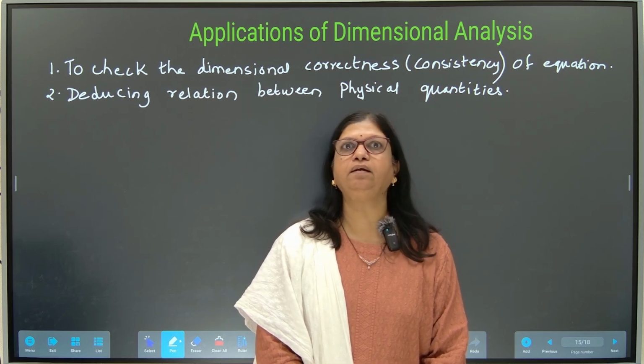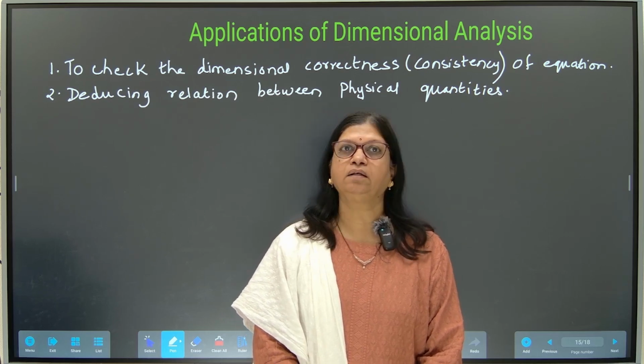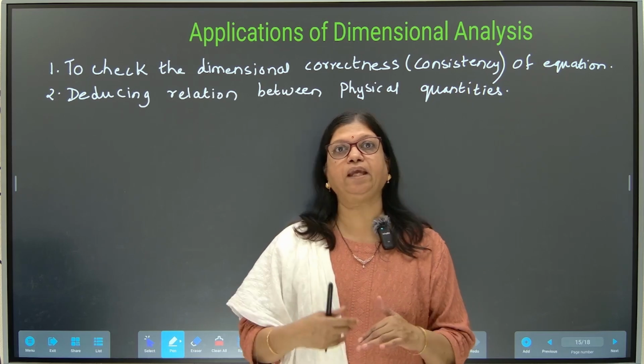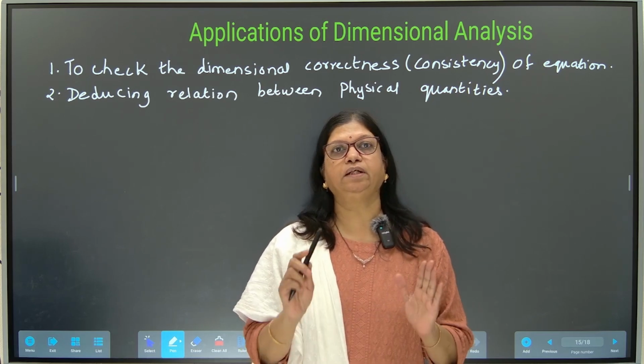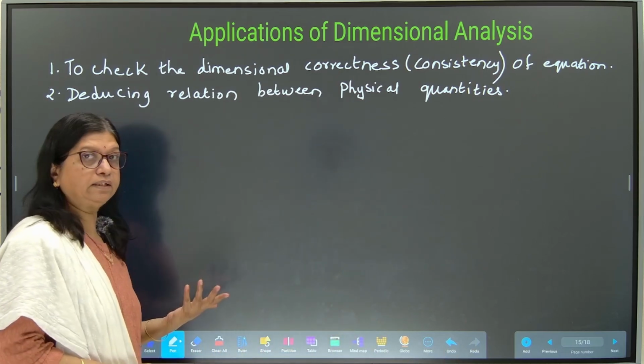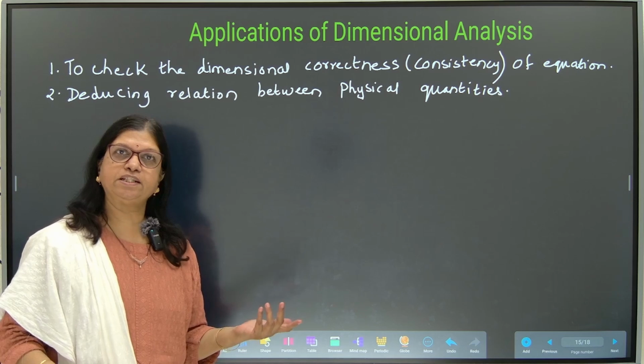We have already learned how to write the dimension formulas and dimensional equations. Now today we will learn the applications of dimensional formulas. Okay, now what are they used for? That we have to know. Otherwise, just writing the units would be enough.